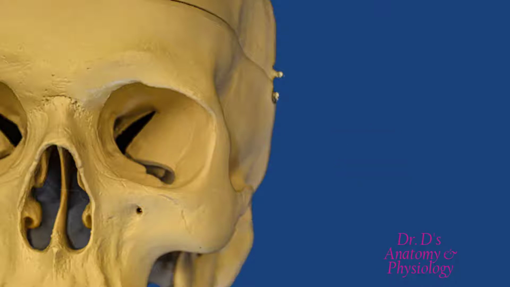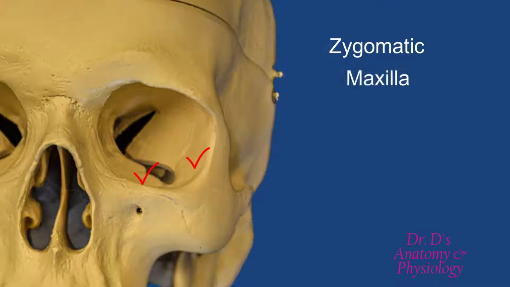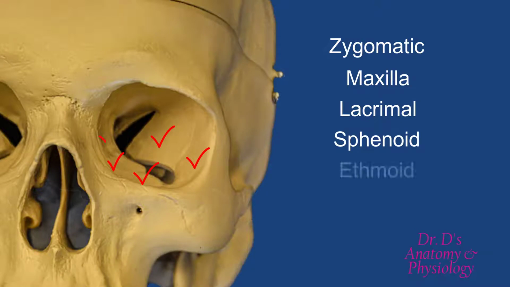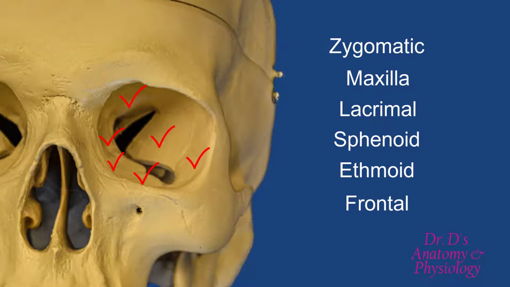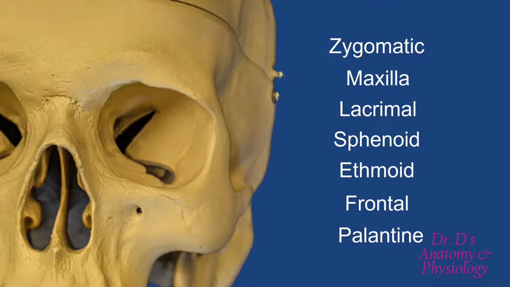Now let's look at the bones that make up the orbit. On the lateral side, we have the zygomatic bone. Inferiorly, we have the maxilla, also known as the maxillary bone. We have on the lower medial side the lacrimal bone. Then here is the sphenoid. We have the ethmoid on the medial side. Superiorly, we have the frontal bone. And finally, you can't really see it looking at this skull, but there is a small contribution from the palatine bone. So there we have it. These are the 7 bones that are going to come together to make up our orbit.